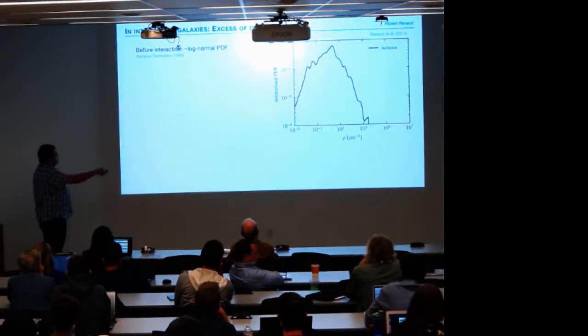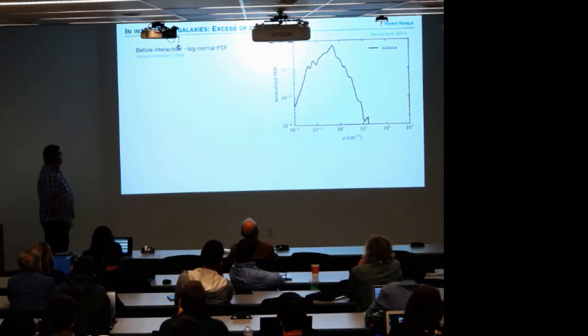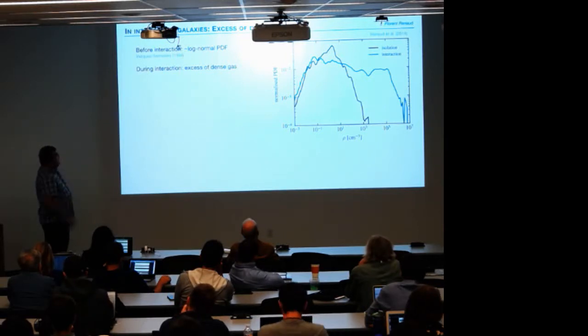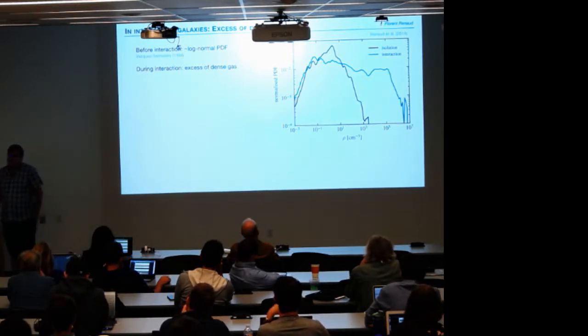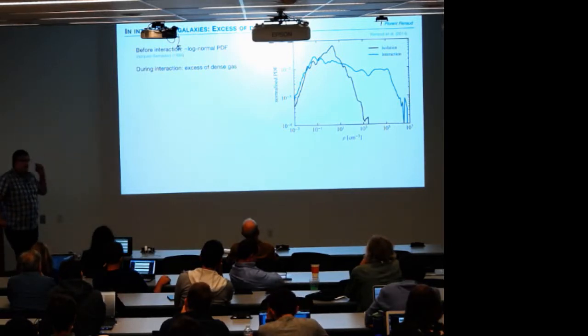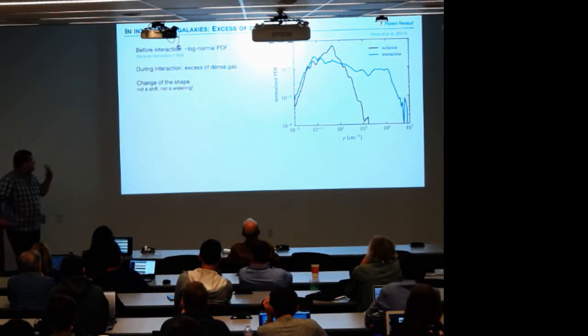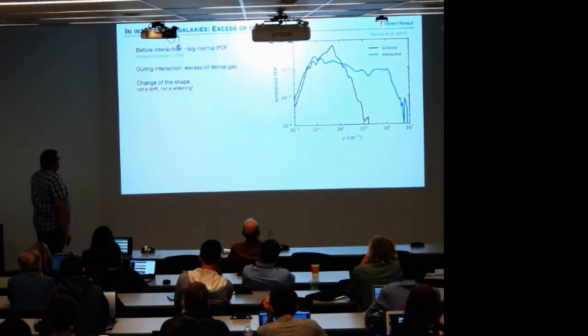Before the interaction, we have a nice log-normal shape like this. And during the interaction, that's what we have. So once again, I will not trust too much the last bins over there, but you see that over several decades, I have a strong deviation with an excess of dense gas. Here I want to stress something very important, I think: it's not a shift of your log-normal. It's not a widening of your log-normal. It's not a log-normal shape anymore. You change the shape of your distribution of gas.